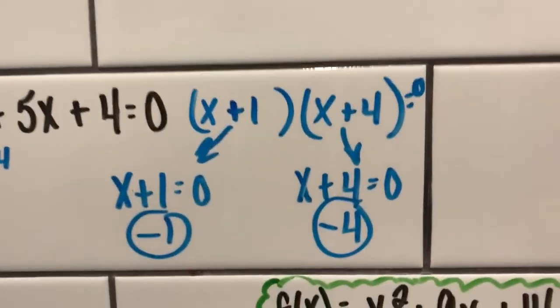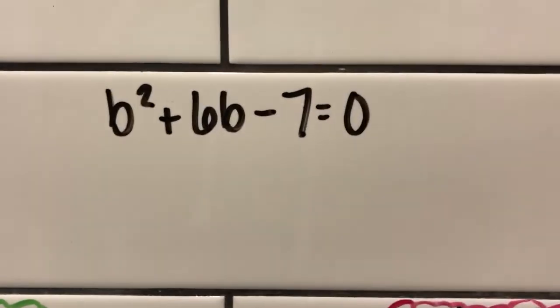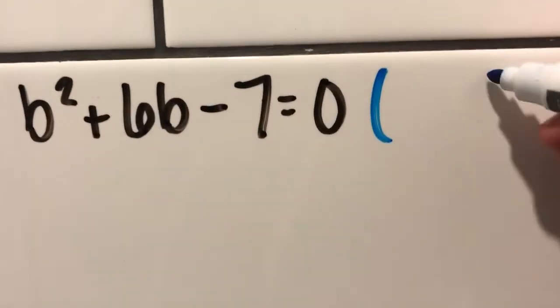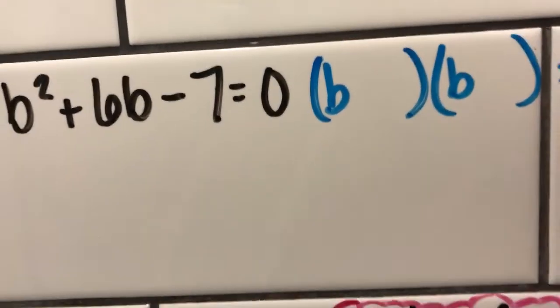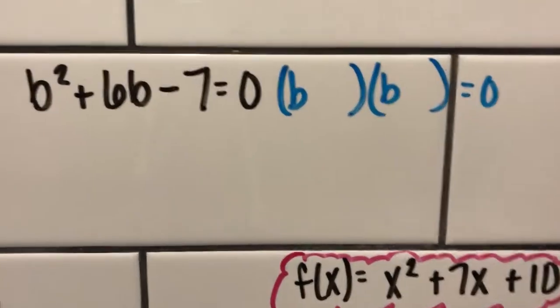Let's go ahead and do 2 more, and then you guys can practice 3 on your own. For this one, my variable is b. I'm going to go ahead and set it up, b and b, and I'm actually going to set it equal to 0 that time for you guys to show that out properly.